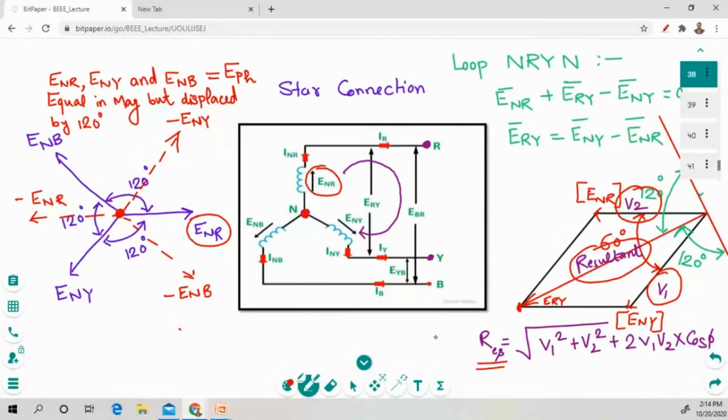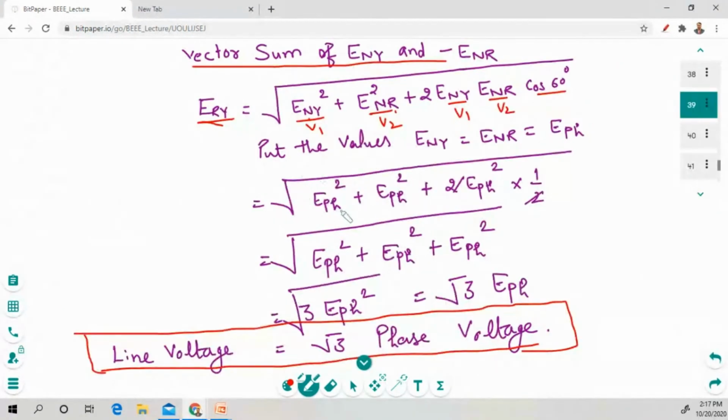So the resultant vector is equal to the square root of V1 square plus V2 square plus 2 V1 V2 into cos of phi. We will put the values right here: EPH square plus 2 into EPH square, because these two are the same, EPH and EPH. So that's why it is EPH square.